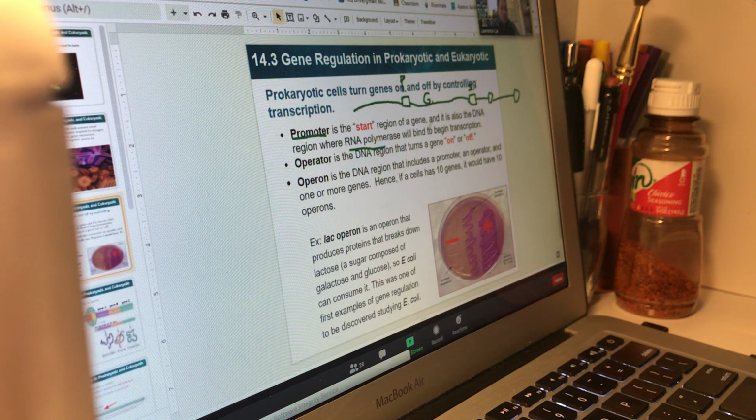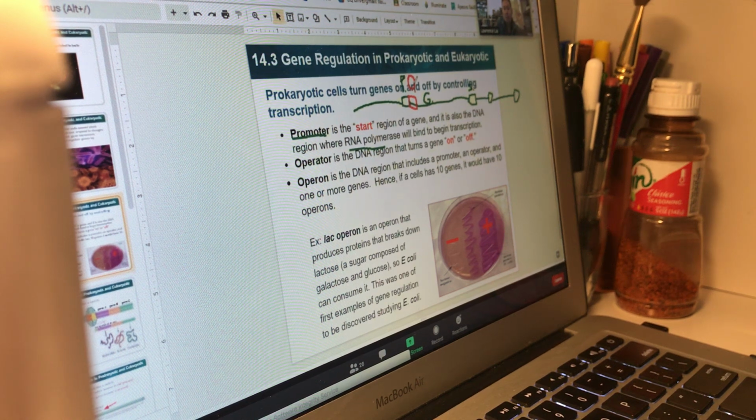Now, next to the promoter, there's another region. I'm gonna use another color. This region right here, next to the promoter, is called the operator. O for operator, okay? The operator is kind of like the on and off switch. So the promoter is the start. It's the identity, the start of a gene.